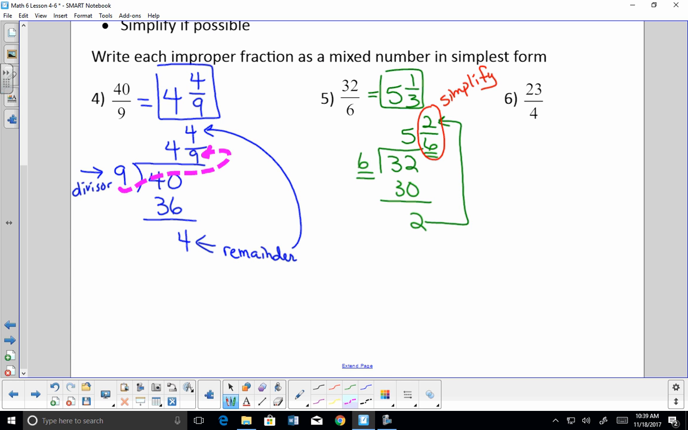Last one here, 23 over 4. So 4 goes into 23. 4 times 5 is 20. 23 minus 20 is 3. So this would be 5 and 3 fourths. 3 fourths is in reduced form, so 5 and 3 fourths is the mixed number form of 23 fourths.